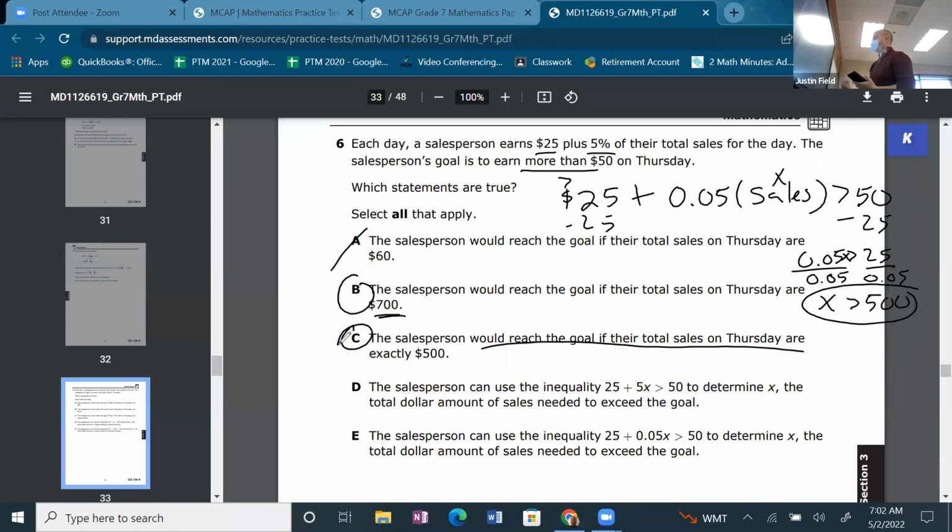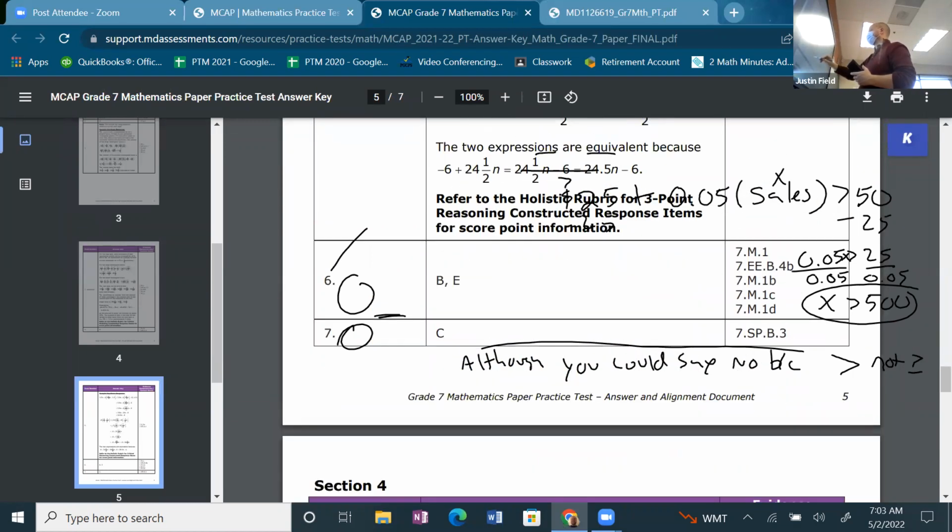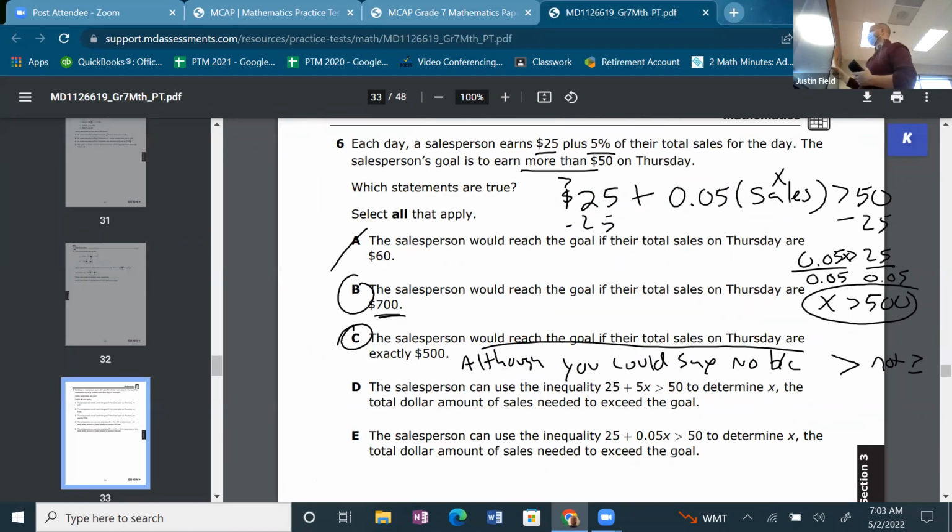Although maybe you could say no, because it's greater than, not greater than or equal to. So let's see what they said on the answer. B and E. So hey, they did say no.